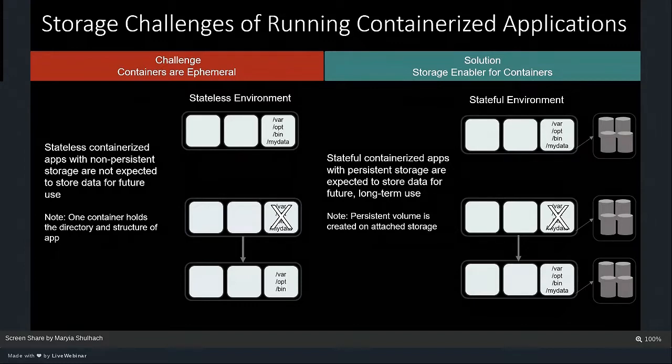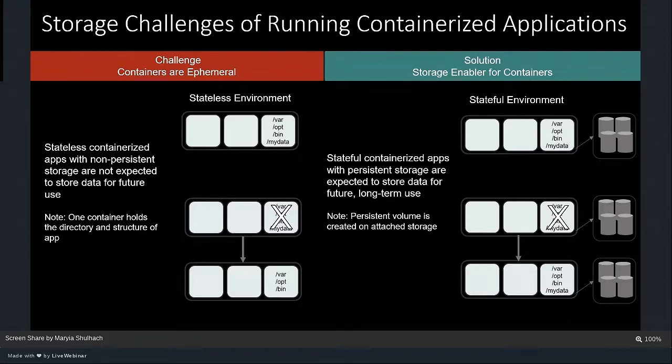And when we inevitably need to shut down a container, let's say for hardware failure, a crash, a software update, anything, the stateless environment containers will not have any data connected to them that will be saved. All of the data will be lost. And one container, a lot of the time, has a structure over a single application, over a single microservice. So you will lose all of that if your containers are ephemeral and you did not take care of tying the persistent storage to them. So that's the first challenge.